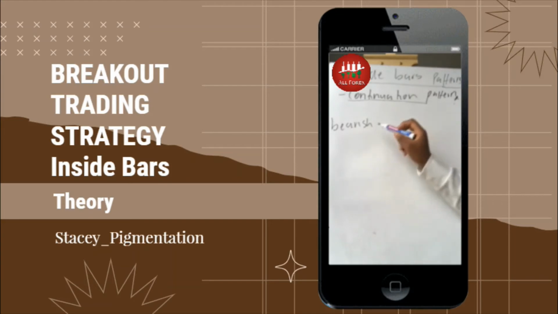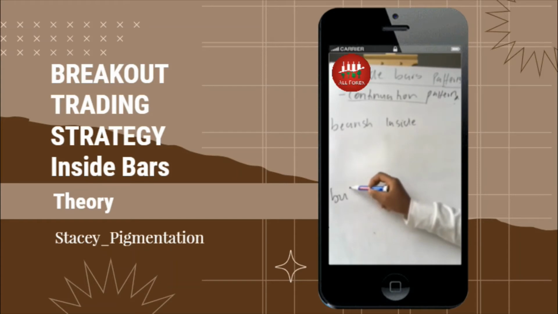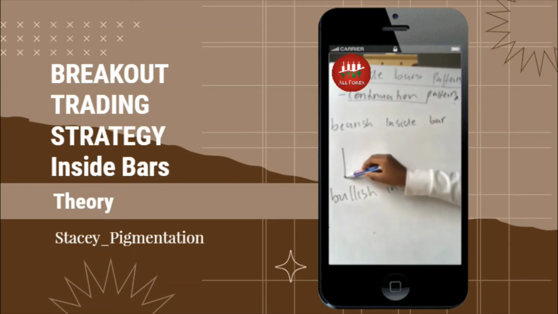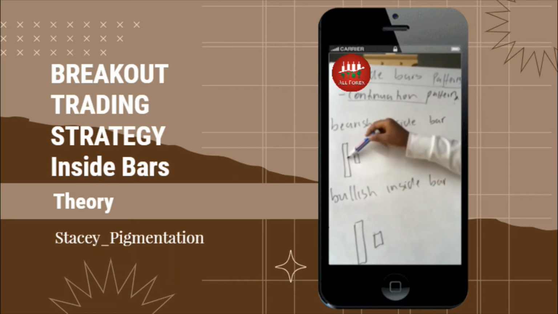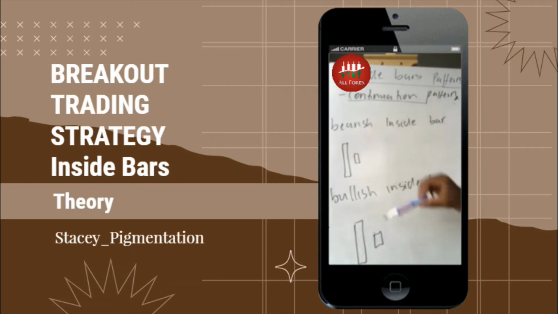So this is a bearish inside bar. This is a bullish inside bar. An inside bar is something that looks like this. The only thing is that it moves with two candlesticks, in pairs. This pattern works in pairs, right?